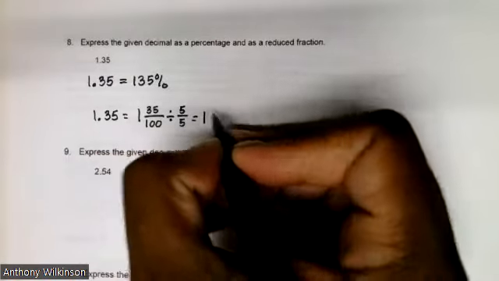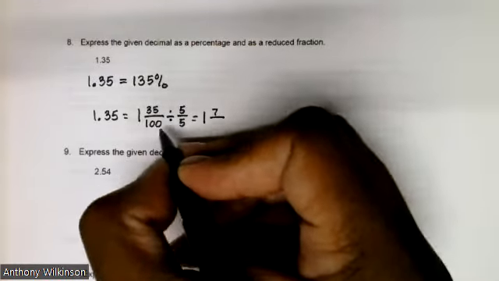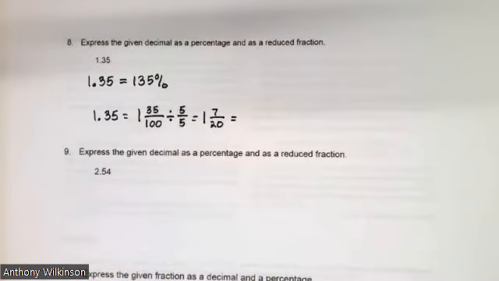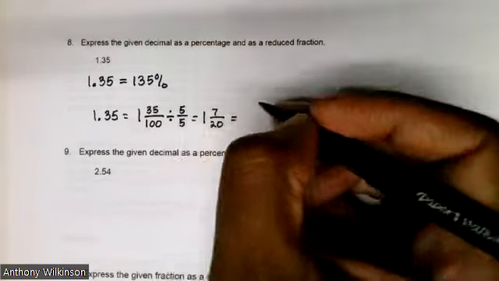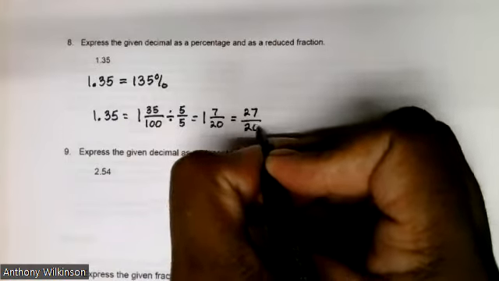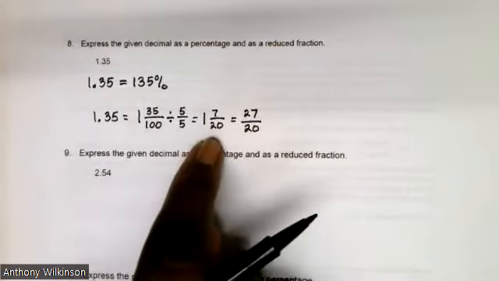So I'm going to bring this 1 over. 5 goes into 35 7 times. 5 goes into 100 20 times. But I think they want this as an improper fraction. So to convert 1 7/20 to an improper fraction, I'll multiply 20 times 1, which is 20, plus 7, which is 27 over 20. So as a reduced fraction, it will be 27 over 20. They don't want it as a mixed number.